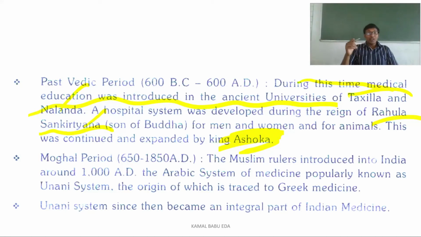And coming to the Mughal period, it is from 650 to 1850 AD. Here the Muslim rulers were introduced into India, mainly after 1000 AD.